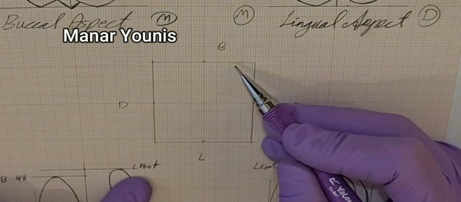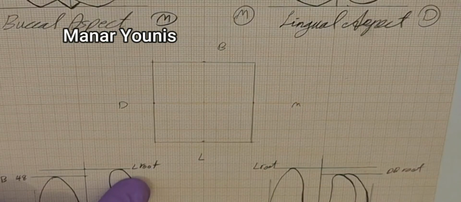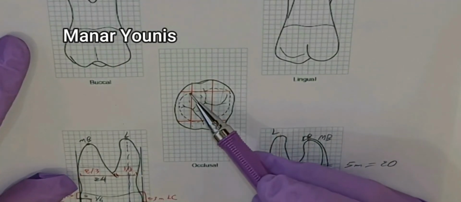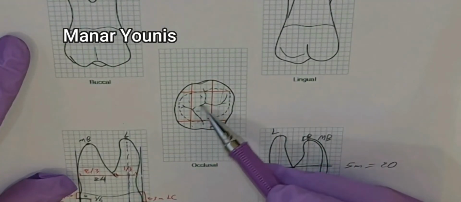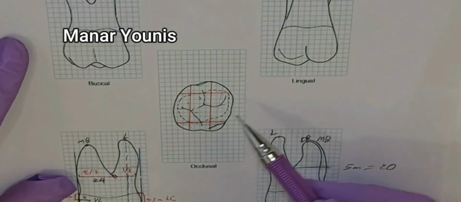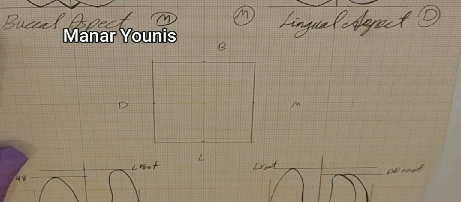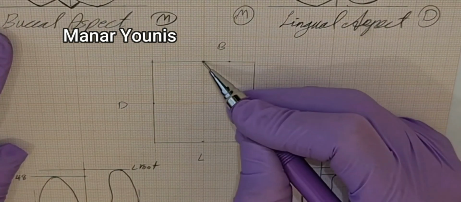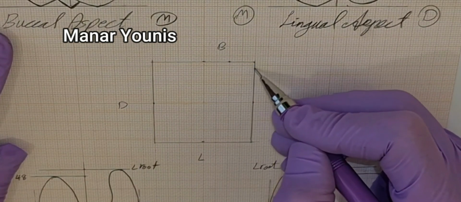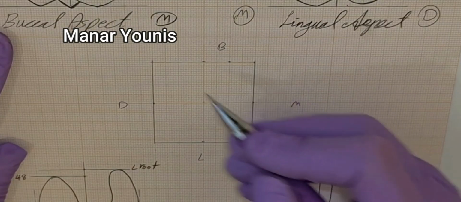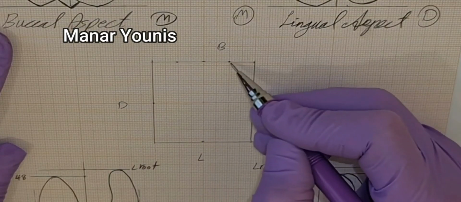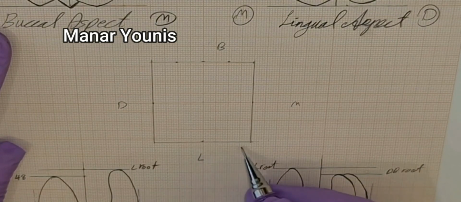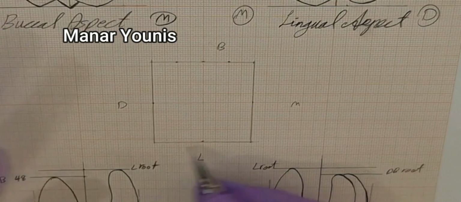Now I would locate the estimated position of the four cusps. As you can see, the four cusps can be seen: mesobuccal, distobuccal, distolingual, and mesiolingual, which is the largest. So the fifth cusp can be seen. So I will mark the estimated position of the cusp tip of each one. The buccal cusps are located in the middle between the midline and the outer boundary of the box. So this will be the estimated position.